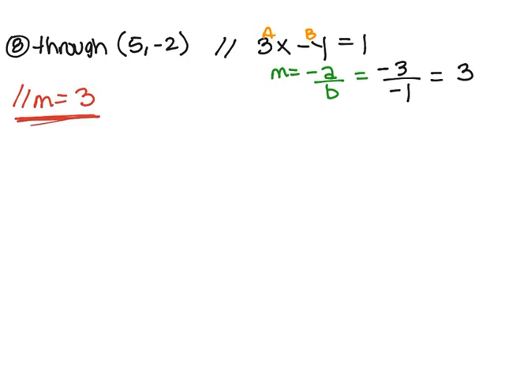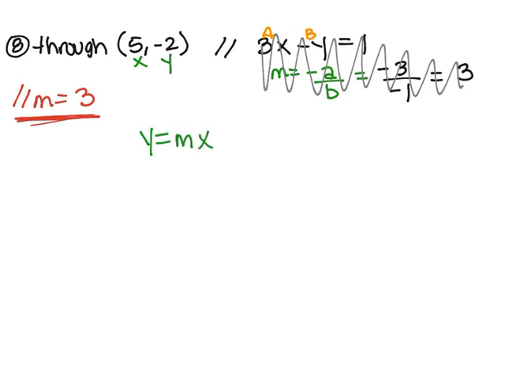Now this line has no more meaning. We still got to find the b that matches this point with the slope of 3. So we're going to take that point and our parallel slope, and we're going to plug it in to find the matching b.